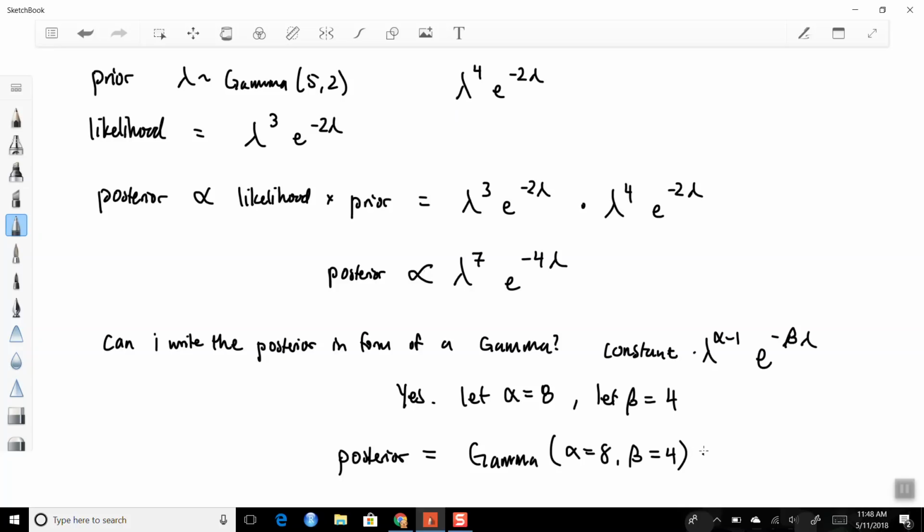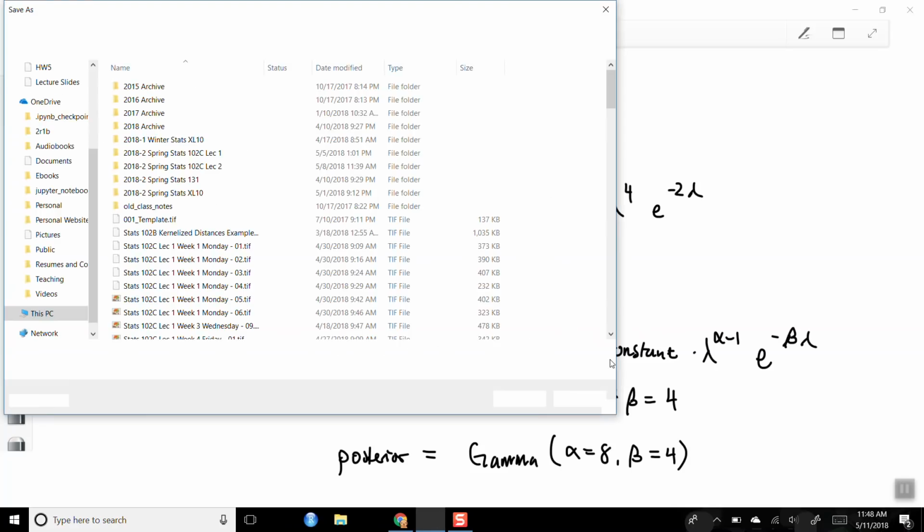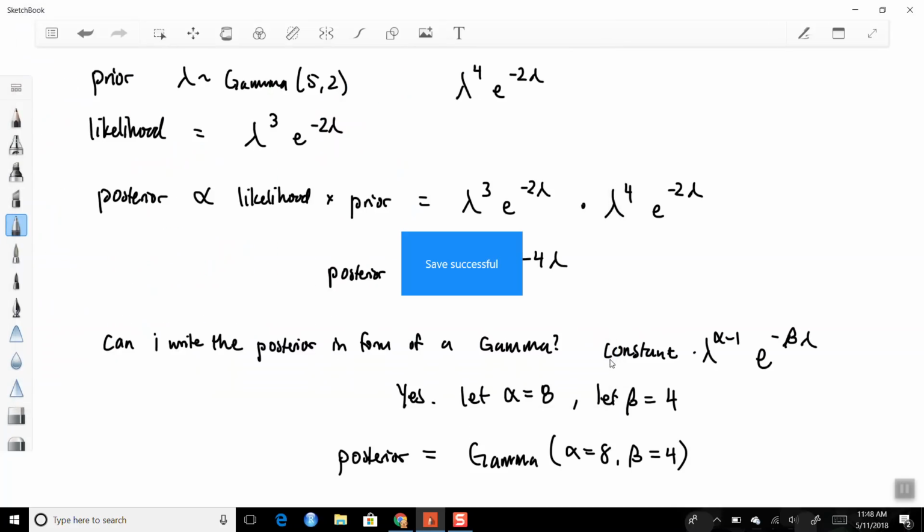And that will take care of the constant, which is beta to the alpha divided by gamma of alpha or something like that. Does that kind of make sense?